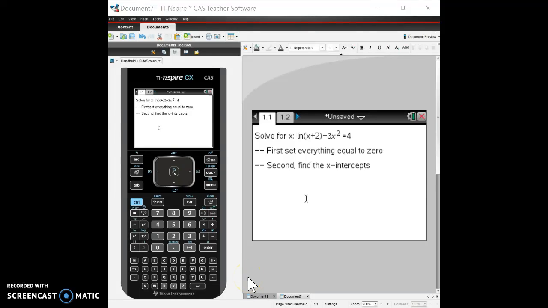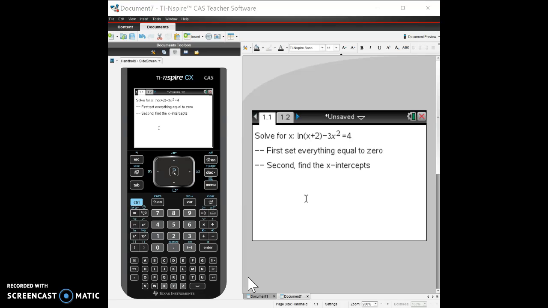Hey guys, in this video I'm going to be using the TI-Nspire to solve an equation. I want to let you know that there are really three ways to solve an equation on a calculator. This is for a calculus class, and in calculus we tend to need to solve equations a lot, and often we need to look at them graphically too.